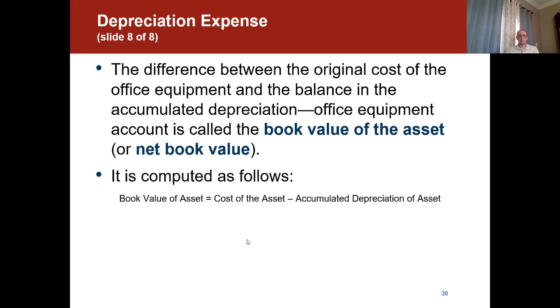And it's simply computed as book value of asset, which is equal to cost of the asset minus accumulated depreciation of the asset. So somebody might wonder why we go through this. Why don't we just reduce the asset itself? The reason we don't reduce the asset itself is because accountants would always like to show to the users of the financial statements what was the original value of the asset before it got depreciated. But if we reduce it with the amount of the depreciation expense every time we want to record the depreciation expense, we will never know the original value. But that way, we can always see that we have an original value and how much of this original value has been depreciated.